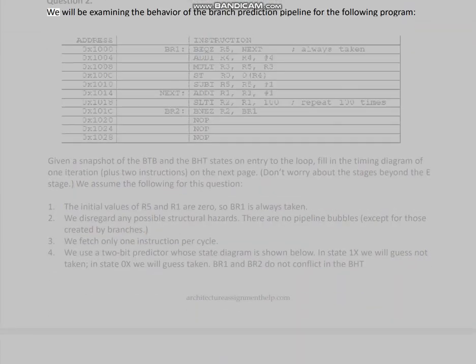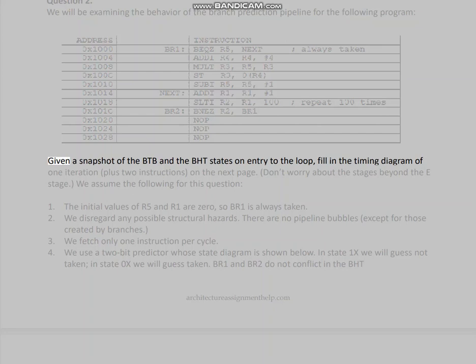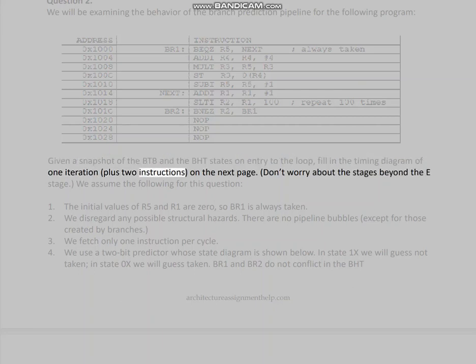Question 2. We will be examining the behavior of the branch prediction pipeline for the following program. Given a snapshot of the BTB and the BHT states on entry to the loop, fill in the timing diagram of one iteration, plus 2 instructions, on the next page. Don't worry about the stages beyond the E stage. We assume the following for this question.